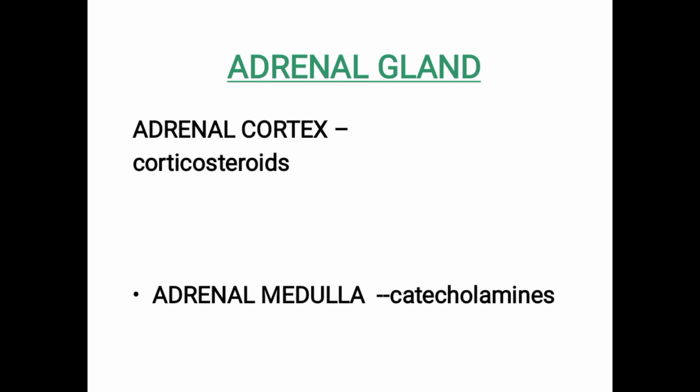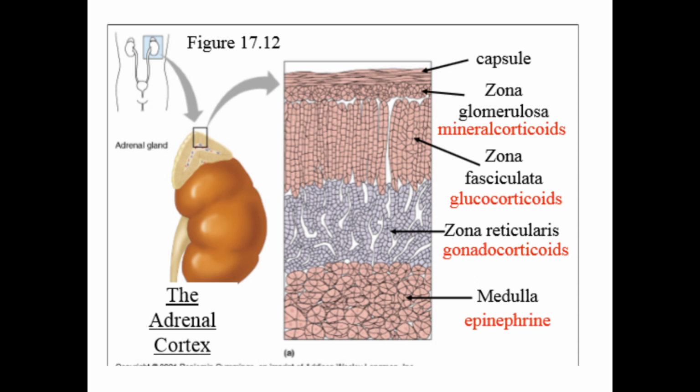Today's topic is the endocrine system. We started with the adrenal gland. In the adrenal gland, there will be the adrenal cortex and the adrenal medulla. The adrenal gland is a cap-like structure, also called the suprarenal gland, which is present above the kidney. So this is the kidney and this is the suprarenal gland.